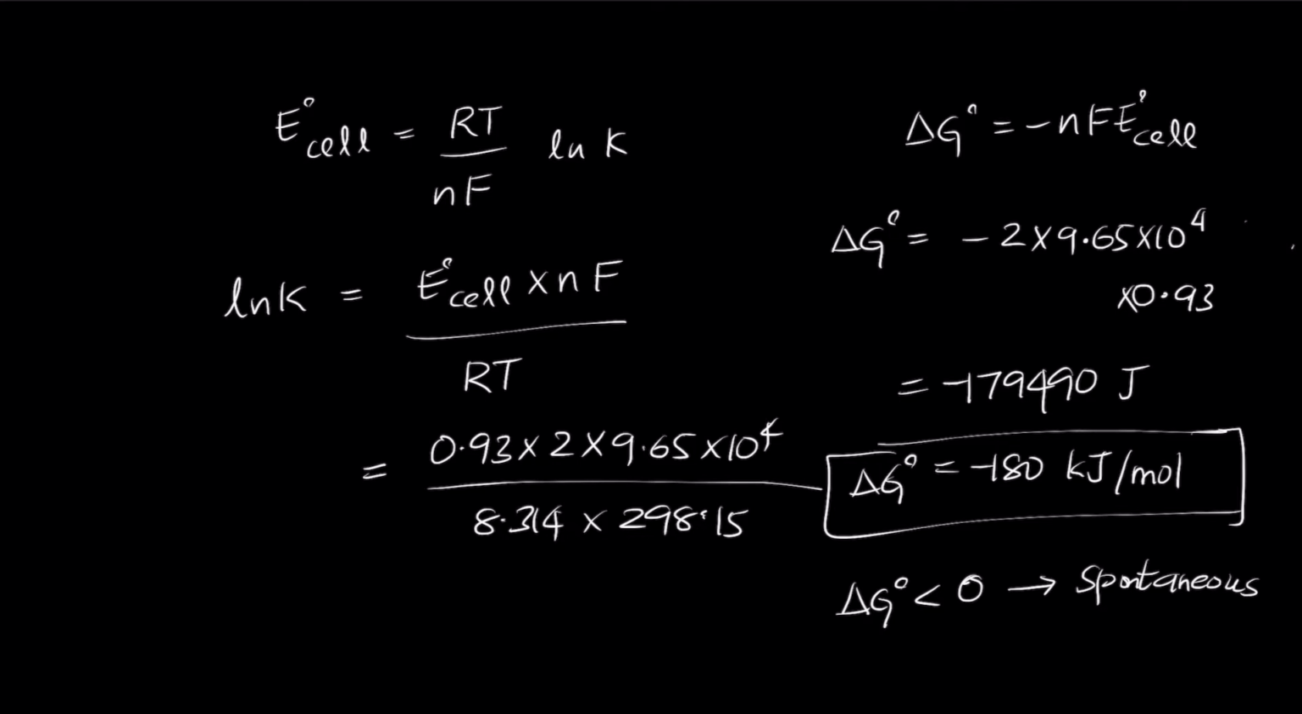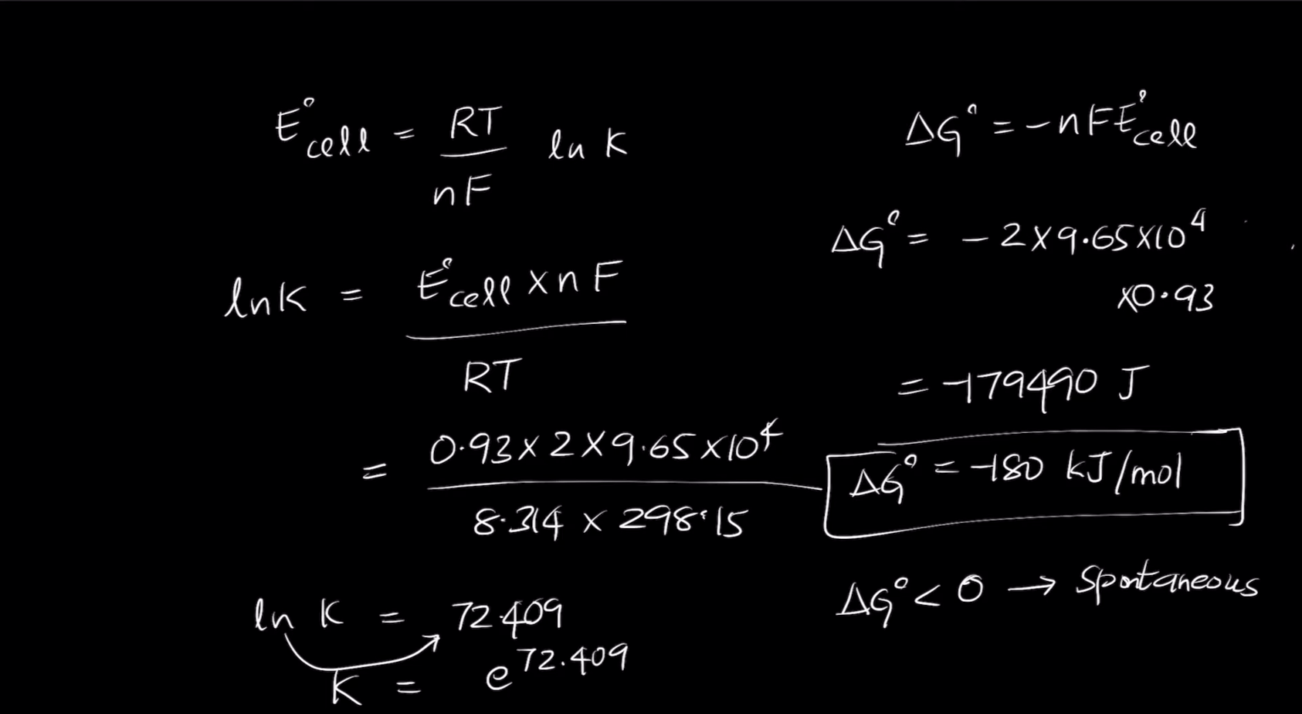So let's take this value right here, divided by 8.314 times 298.15. When calculated, this gives you an ln K value of 72.409. We know that K can be written as, when ln goes to this side, e to the power 72.409.